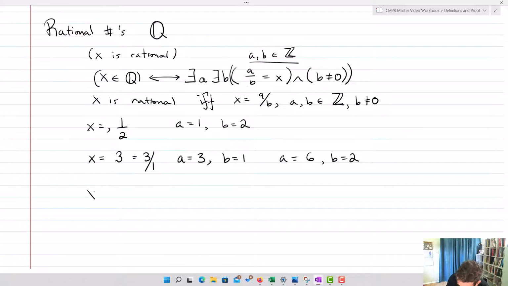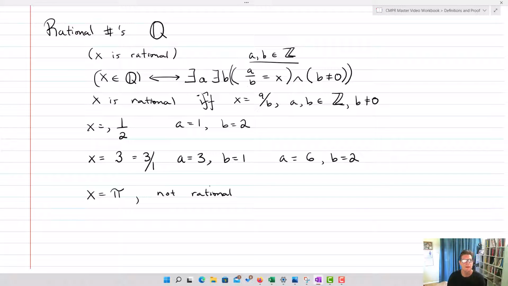On the other hand, if I look at x equals pi, that's actually a problem. It's a non-repeating, non-terminating decimal. Non-repeating, non-terminating decimals you can't actually write as a ratio, and so consequently pi is not rational, okay? So it does not belong to Q.